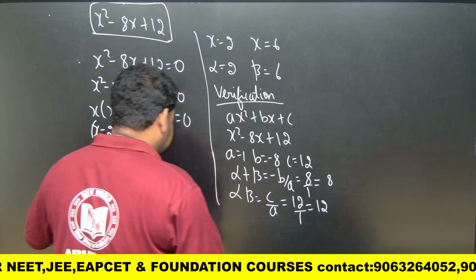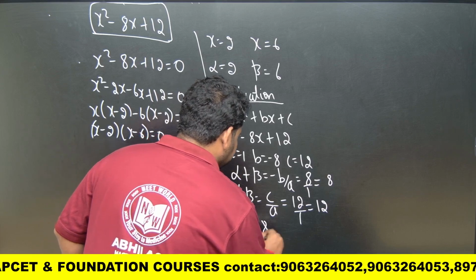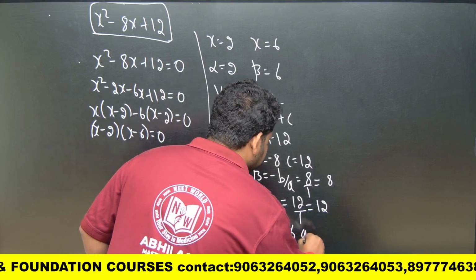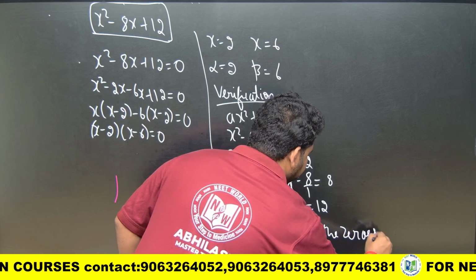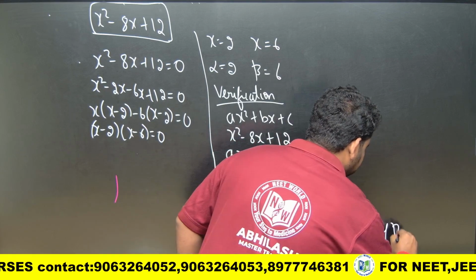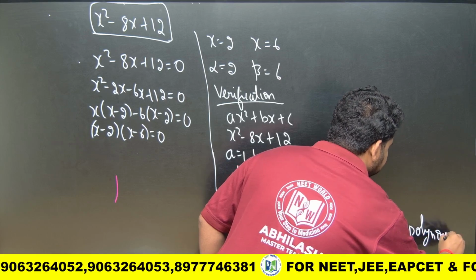So we can write that alpha is equal to 2 and beta is equal to 6 are the zeros of the polynomial. This is how you have to solve this.